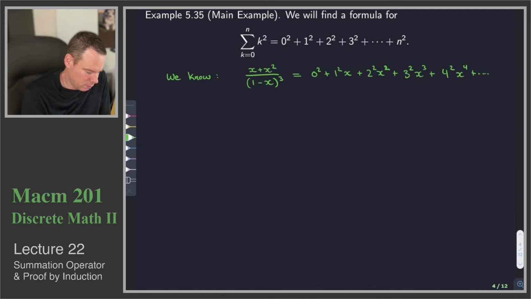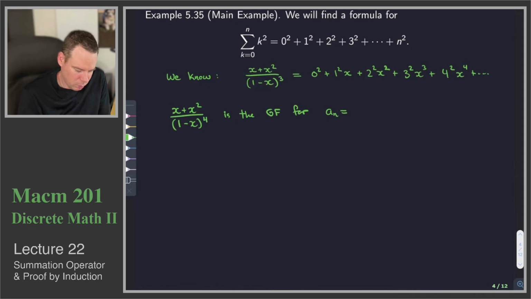So we take x plus x squared over 1 minus x. Hitting it with the summation operator, just going to bump up the denominator by 1 more. So this is the generating function for the sequence, which we'll say a sub n, which is 0 squared plus 1 squared plus 2 squared plus dot dot dot all the way up to n squared. That's the generating function for this. So if we can do a coefficient extraction on the rational form of the generating function, we can come up with a closed form for this sum. So that's our goal.